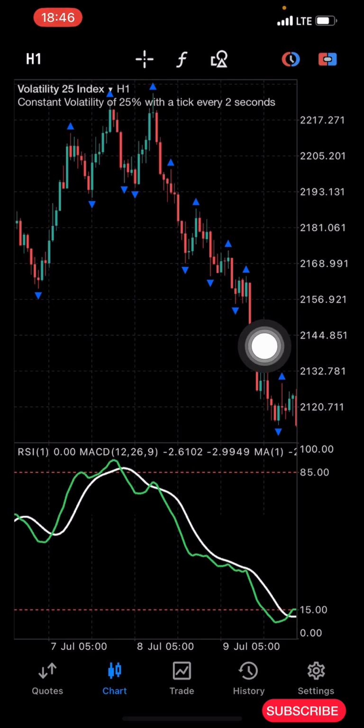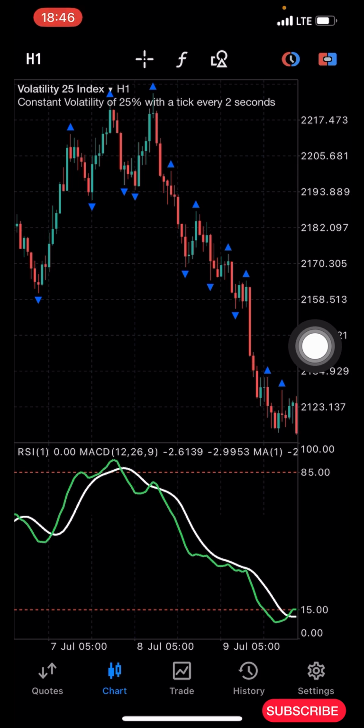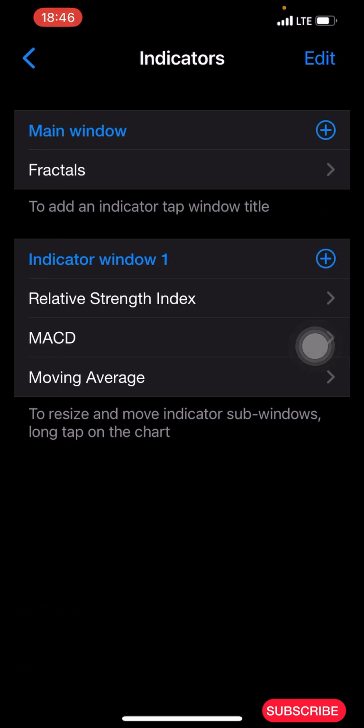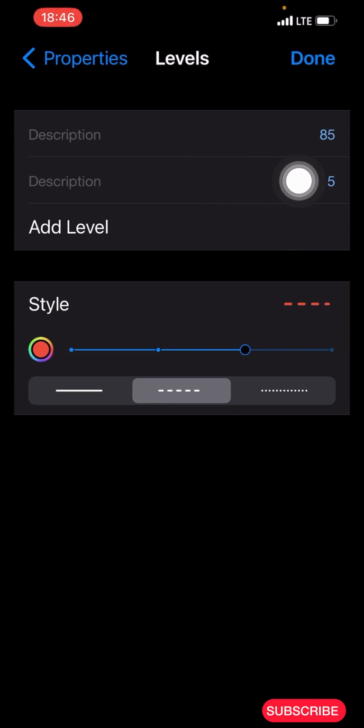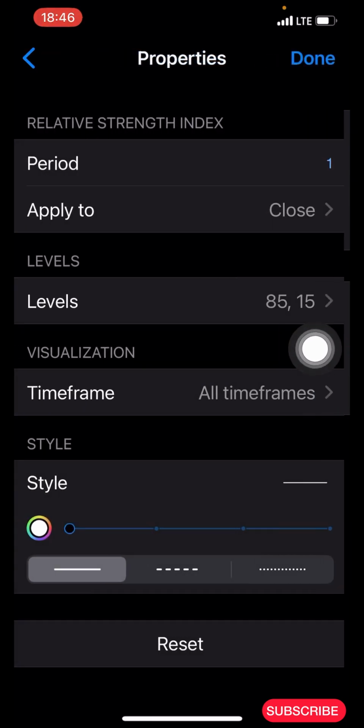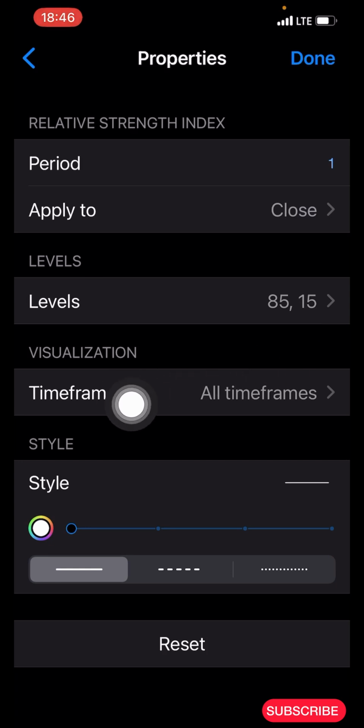on our main chart. The next indicator we have here is the relative strength index. You have to click on this plus icon again, and then you search for your relative strength index. These are the properties for the relative strength index. The period is 1, apply to close. The levels, we have 85 and 15. The style, you make it color red, you make it 3 pixel, and you click on done. The time frame, all time frame.